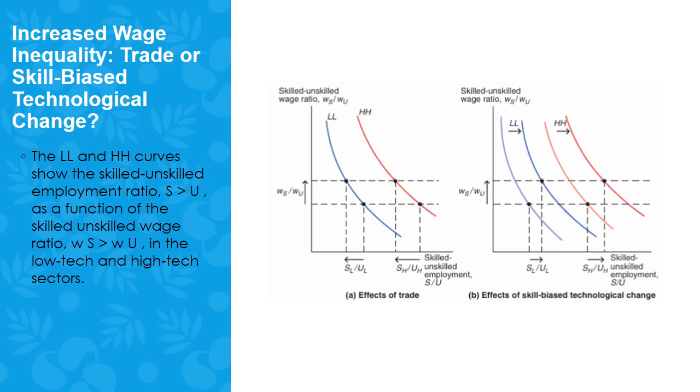And panel B shows the case where skill-based technological change leads to a higher skilled-unskilled wage ratio. The LL and HH curves shift out, increasing relative demand for skilled workers in both sectors. However, in this case, producers in both sectors respond by increasing their relative employment of skilled workers. You can see they are both increased.